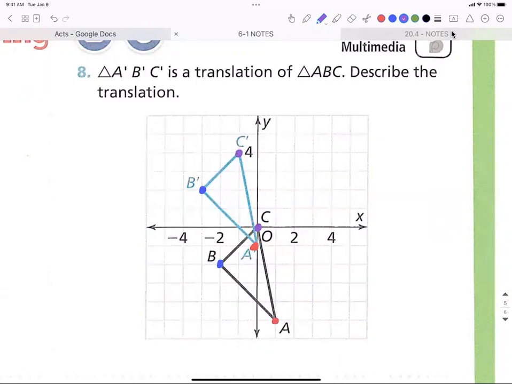Okay? Wait, so is the tip always the one that's at the bottom? Well, the vertex, I said the tip, really the mathy term for that is vertex. So vertex A and vertex A prime are what you want to count. And then vertex B prime, vertex C, and vertex C prime. But as far as how they're labeled, you can do it however the book has it.